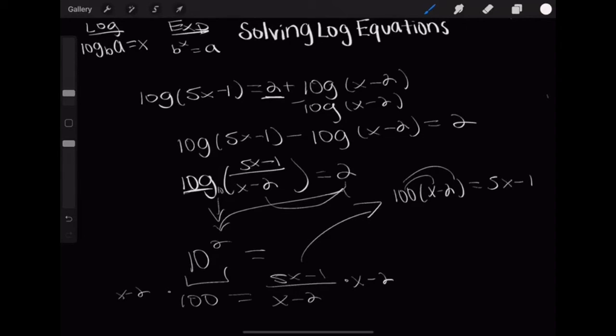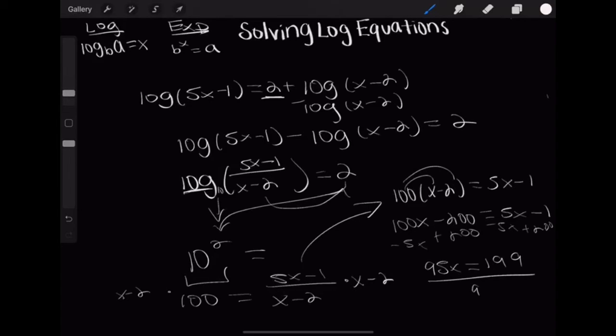Then we'll distribute this to get 200x minus 200. Oh, I meant 100x, that is my bad. So 100x minus 200 is equal to 5x minus 1. Now we just solve for x, so I'll add this over, subtract this over, and then you're left with 95x is equal to 199. Divide by 95, x is equal to 199 over 95.